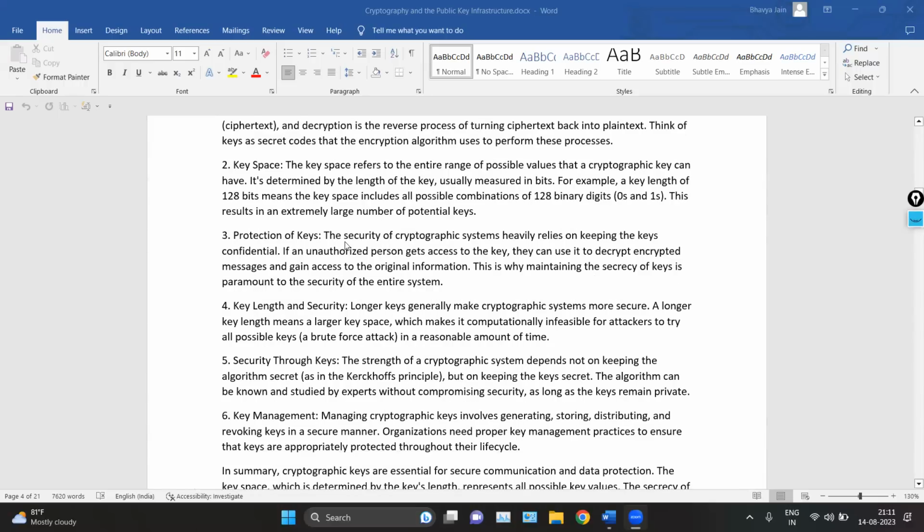Okay. Then you have key space. Key space is the combination of numbers in your key, or we can also say that key length is equal to key space. So let's say, for example, a key length of 1 to 8 bits means the key space includes all possible combinations of 1 to 8 bits. For the first place, we have 0 and 1. Either it can be 0 or it can be 1.